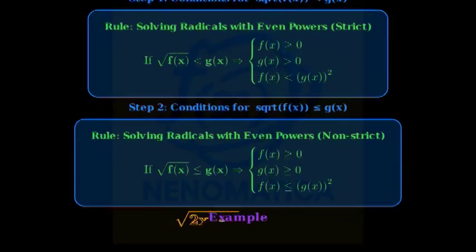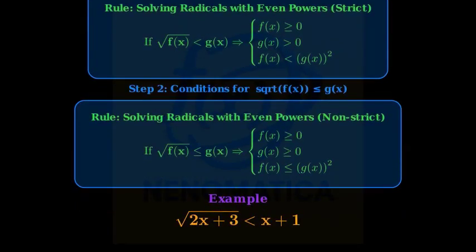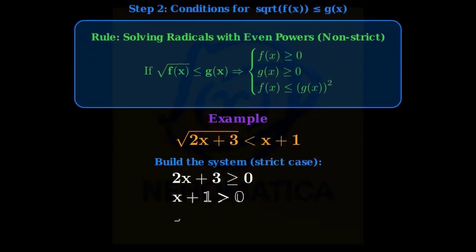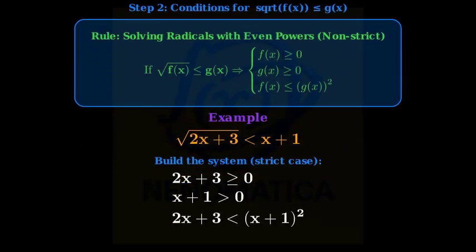Now, let us apply the algorithm to a worked example that uses the strict case. According to step 1, we create a system of three conditions. First, 2x plus 3 is greater than or equal to 0. Second, x plus 1 is strictly greater than 0. Third, 2x plus 3 is less than the square of x plus 1. Let's solve each, and then intersect the results.